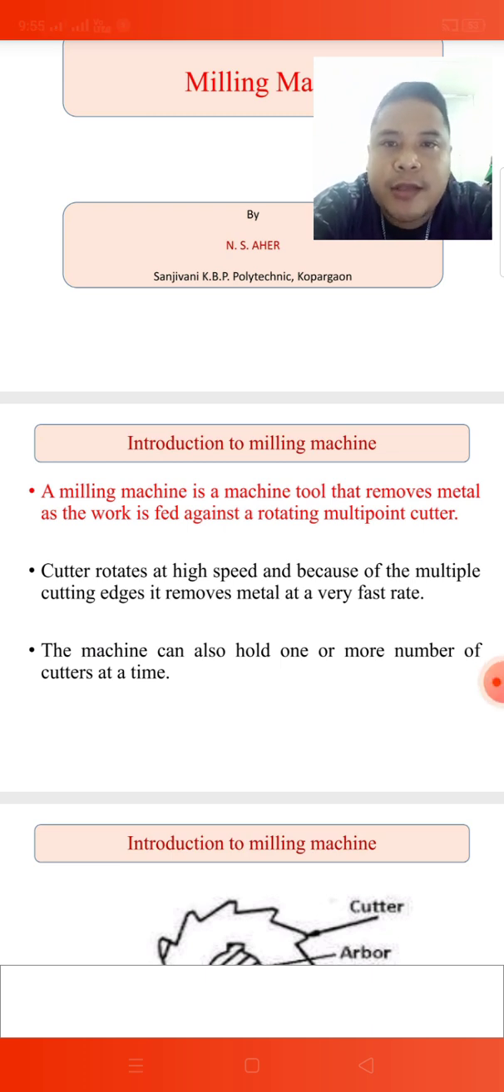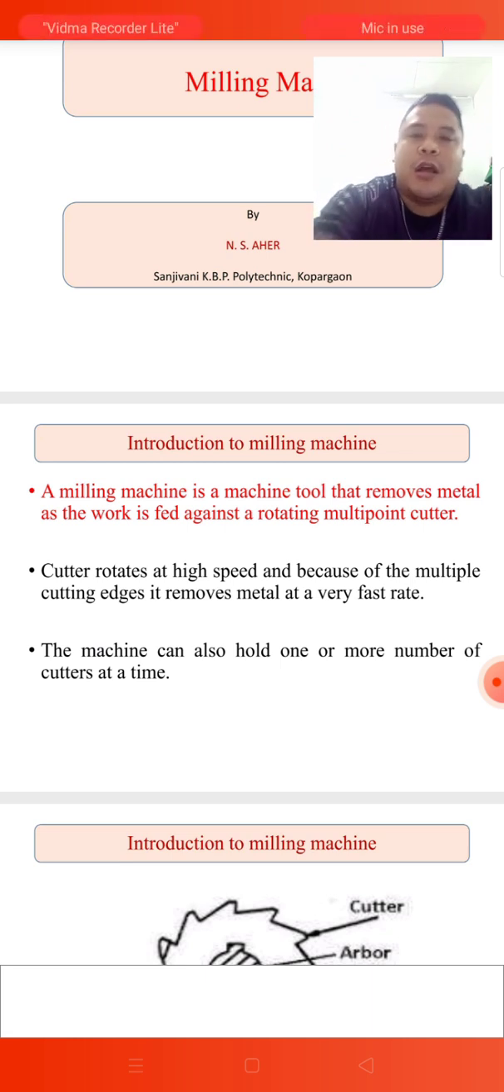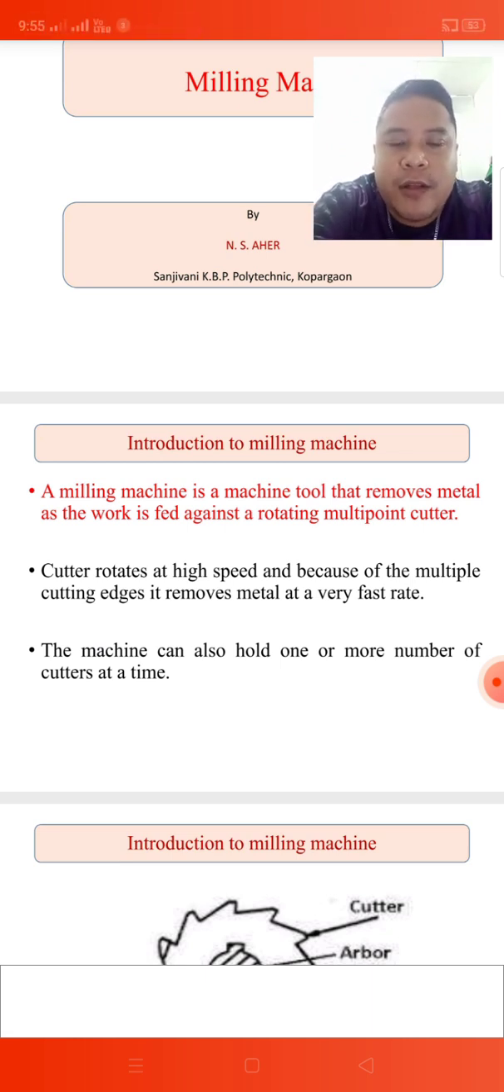Today I will be discussing the fundamentals of the milling machine. Since our subject for MT322 is milling machine production and processes in production, we're discussing the fundamentals of milling.